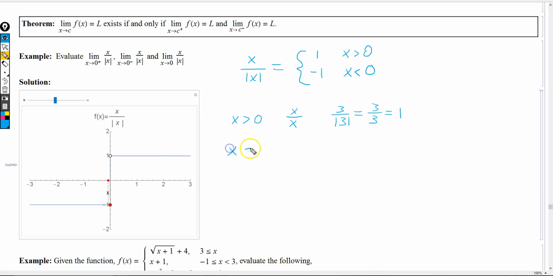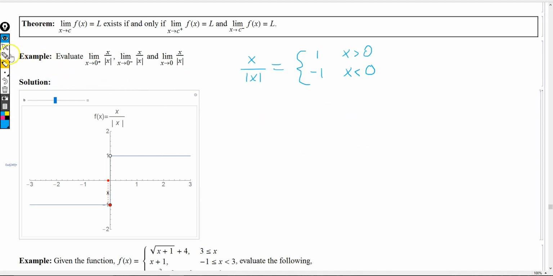On the other hand, if x is negative, then the absolute value of x is actually negative x, right? Because negative of a negative will make this positive, and this is equal to negative 1. For example, negative 3 divided by the absolute value of negative 3, well, that's negative 3 over 3, and that's negative 1, you see. All right? So that's why we have 1 and negative 1 here. This was 1 right here as well. Okay. Now let's answer these three limits.